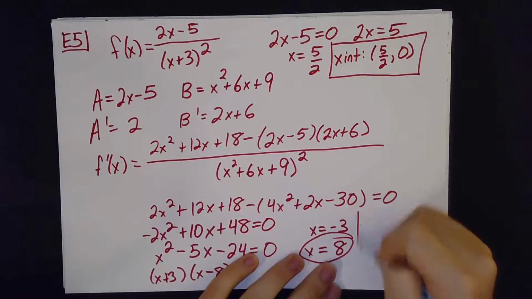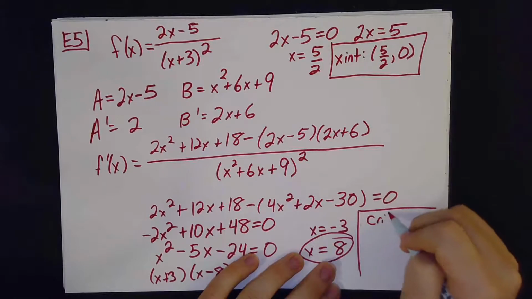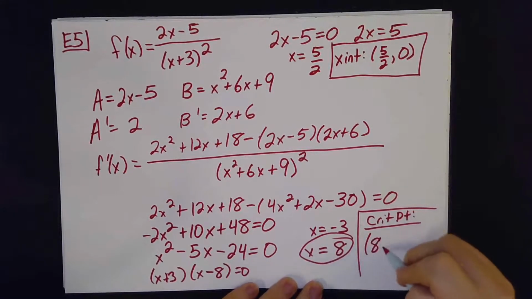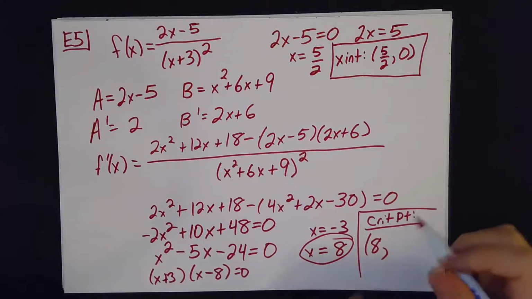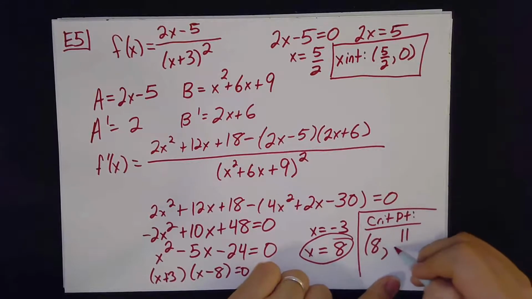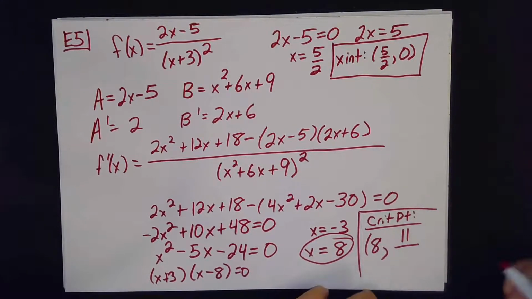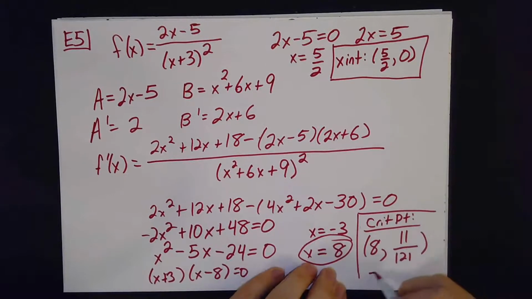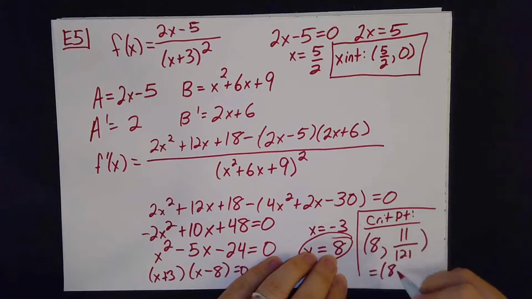And so the critical point is then going to be 8, comma, and then I've got to plug 8 into the original function, which is going to give me 11 divided by 121. Which, as it happens, is 8, 1/11.